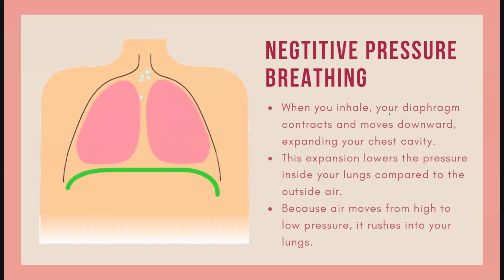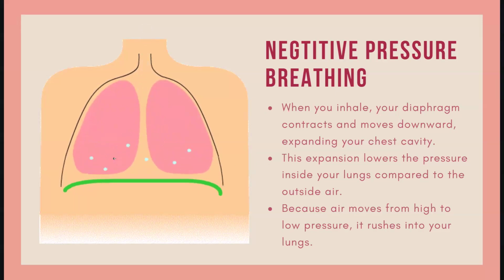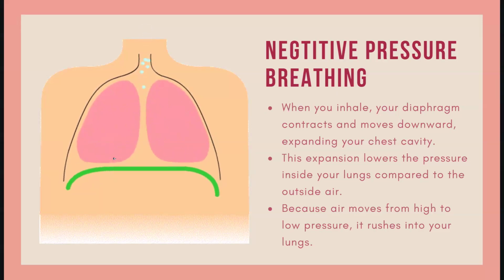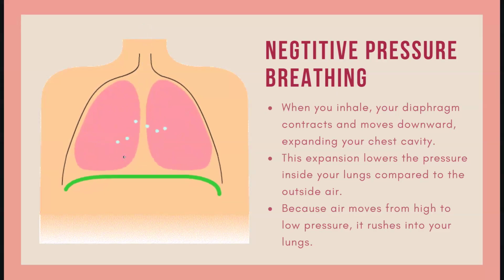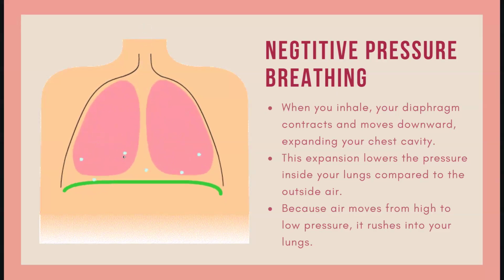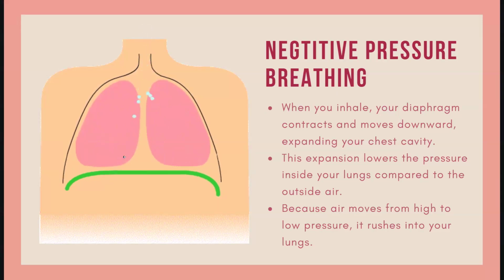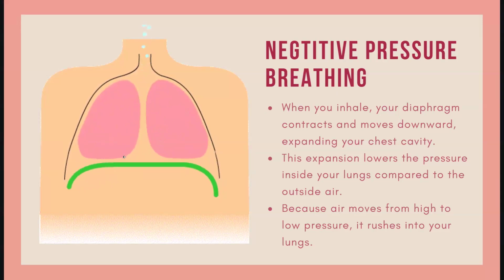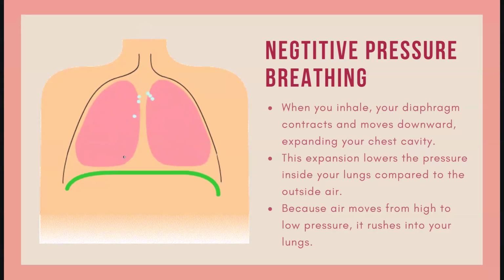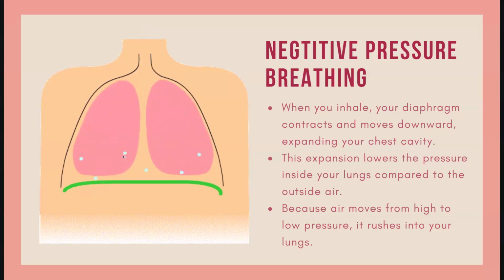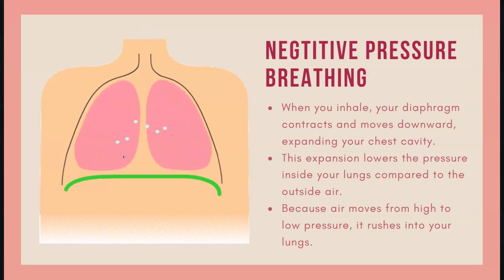The only muscle that helps you breathe is this green thing, and it's called the diaphragm. Essentially, what the diaphragm does is it pulls down. You can see it goes down. This downward force pulls on the lungs and enlarges them. When the lungs enlarge and have more space, they pull air from the outside. That's what we call negative pressure breathing.